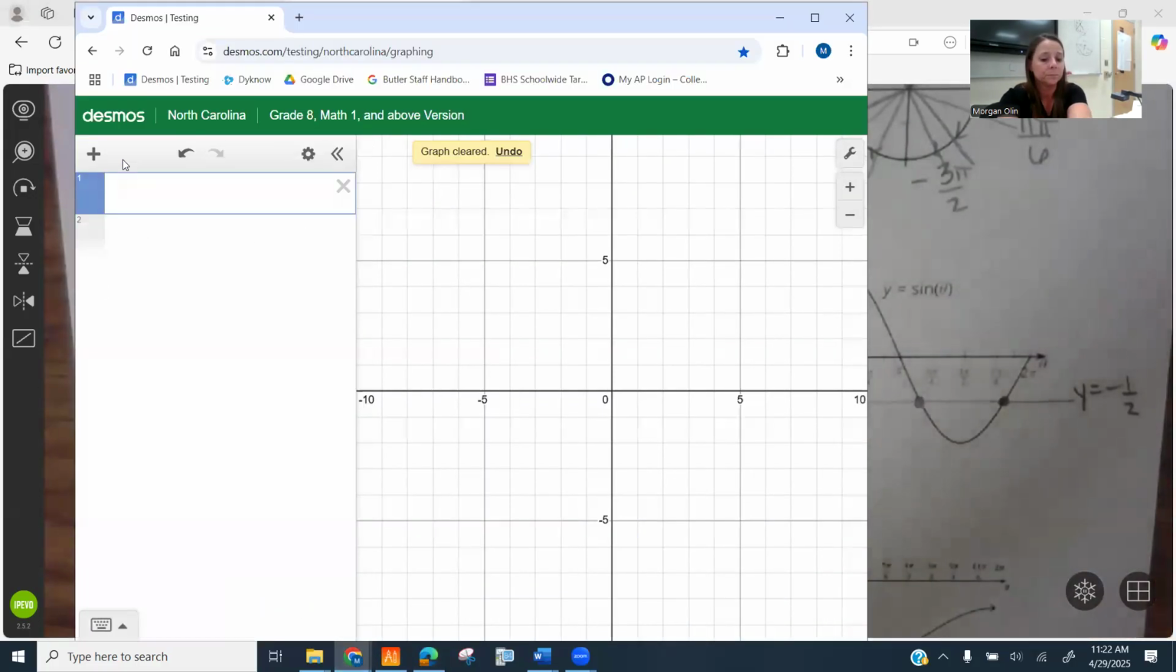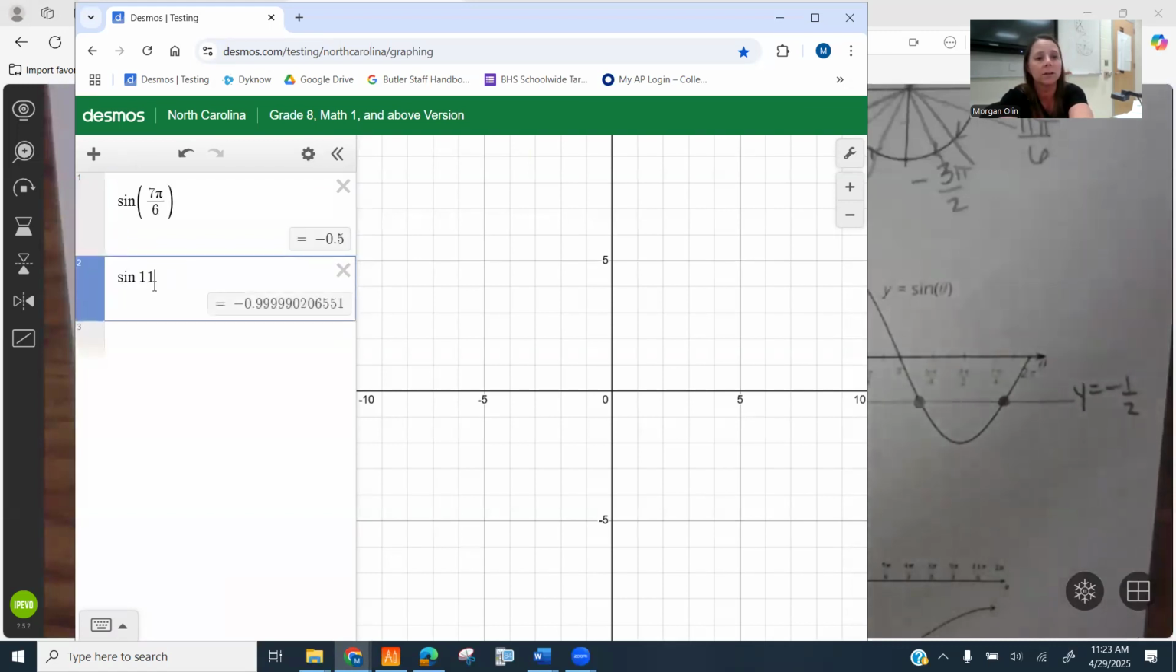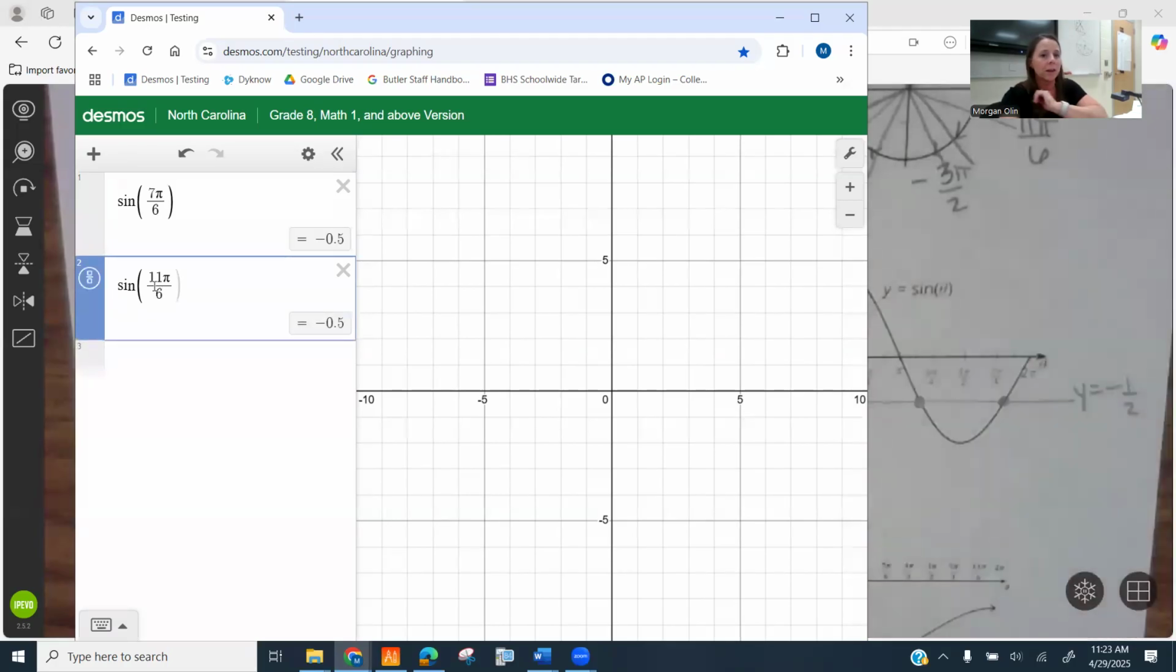If I do the sine of 7 pi over 6, do you see how it equals negative 1/2? And then the same thing, the sine of 11 pi over 6. All right, negative 1/2 again.